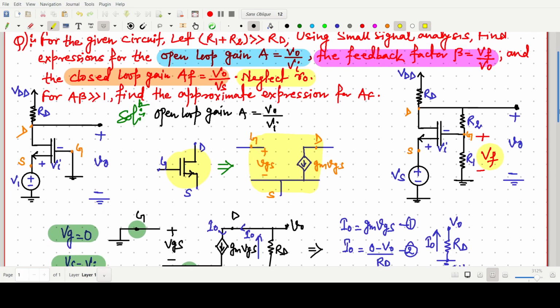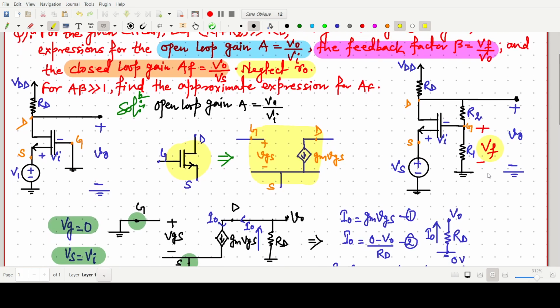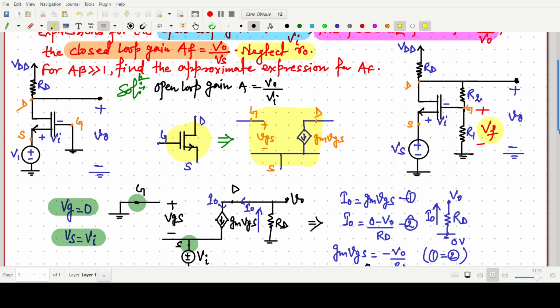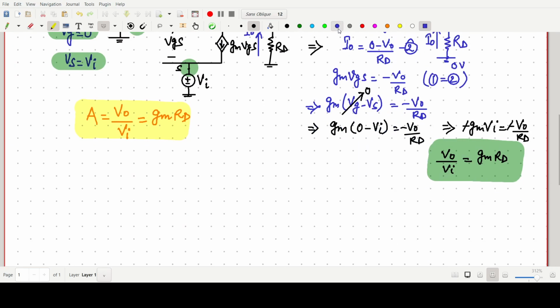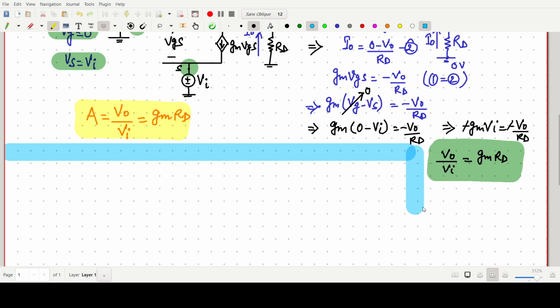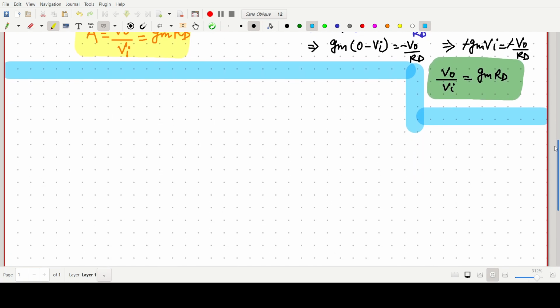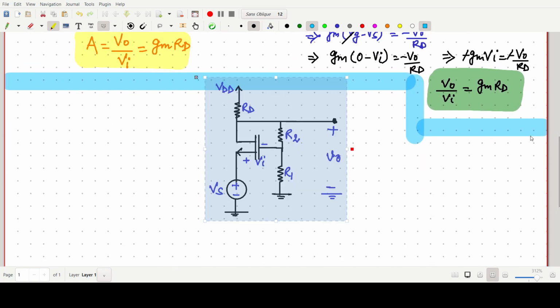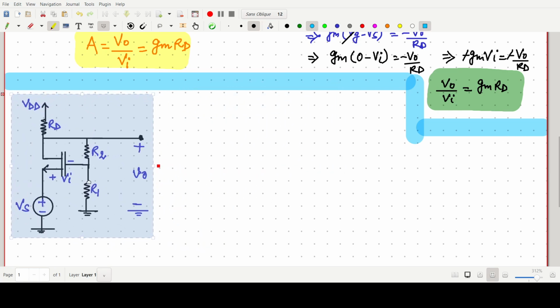So now we have to find the feedback factor. We have to take care of this picture. For this purpose, we can draw a line here. Now we will do the next part. For the next part, again, this is the circuit.